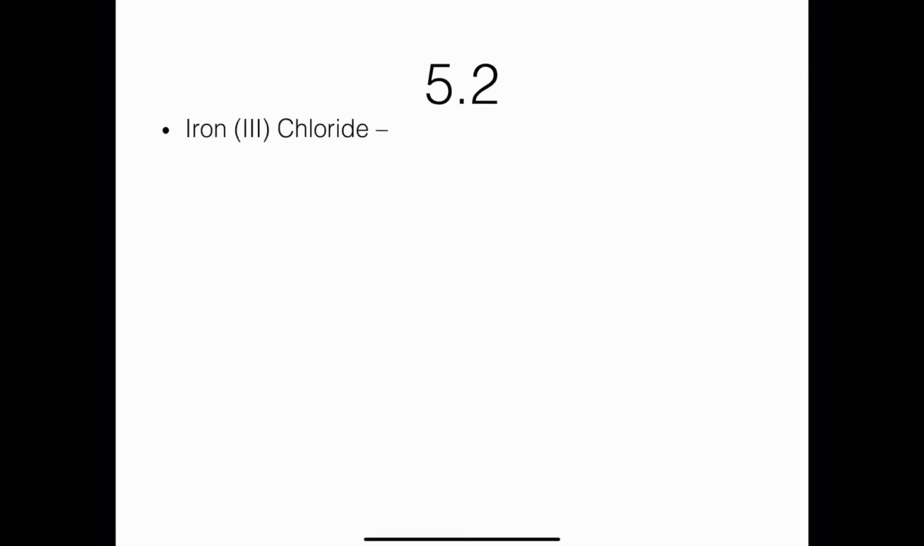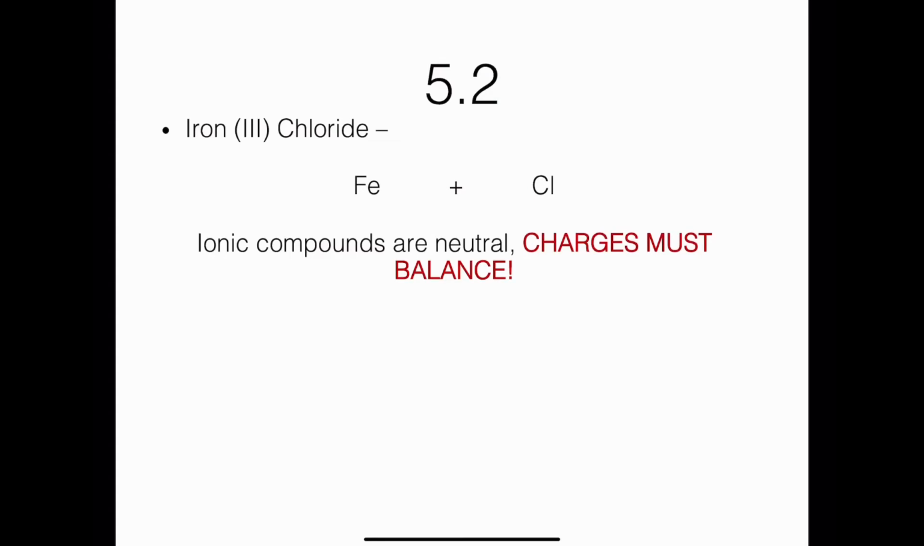Going the other direction, if I give you the name and ask you to come up with the formula, we have iron(III) chloride. We know iron is Fe, chlorine is Cl, and we also know their respective charges. We have to remember this is still an ionic compound. We still have a cation, which is a metal, and an anion, which is a nonmetal. So we need to know that their charges have to balance. I have to have a neutral compound as a result.